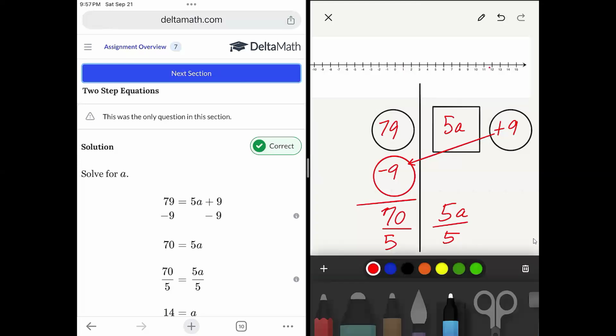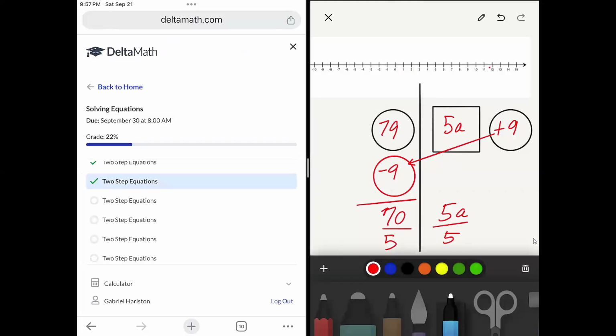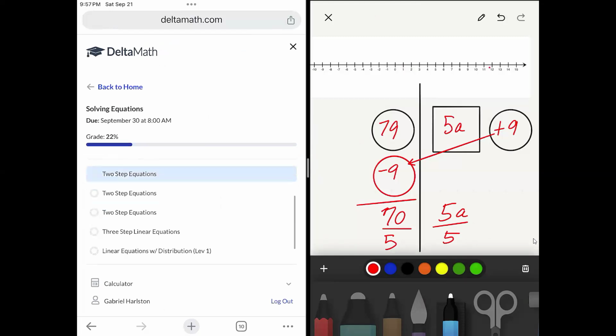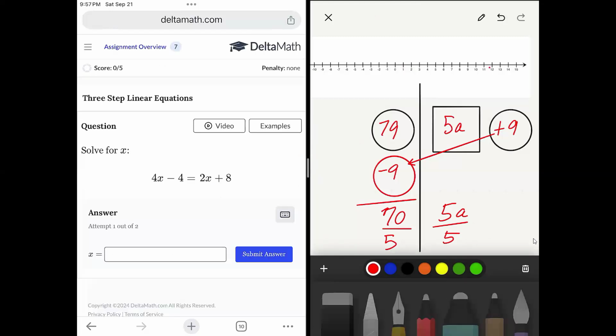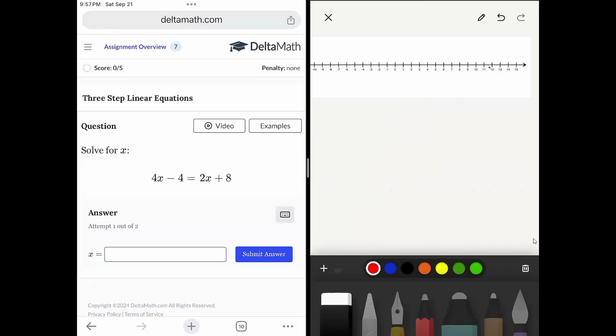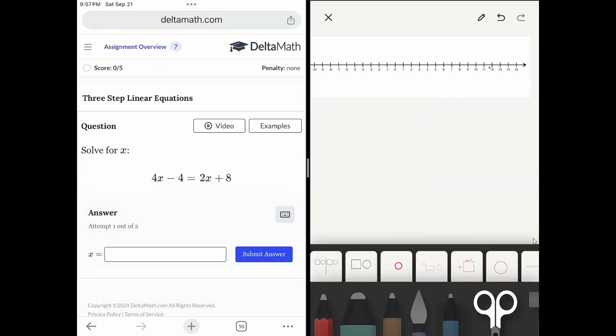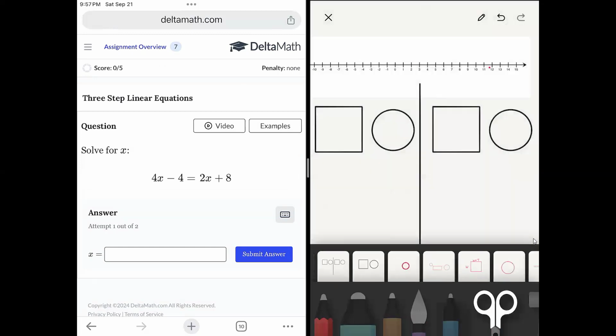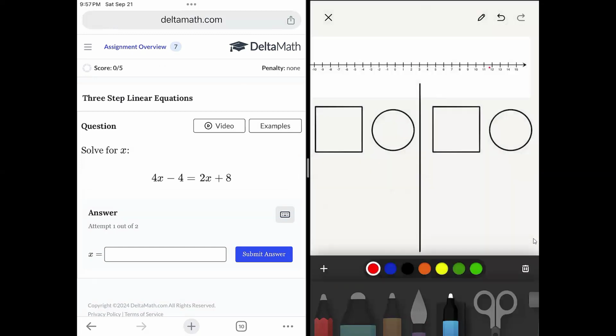Now, let's go to the three-step equations. So let me pull up one of those. All right, so let me clear my iPad, and let me get my boxes and circles there. All right, so we got it. So now every term is going to go into a box or circle. So the 4x is going to go in the X box.